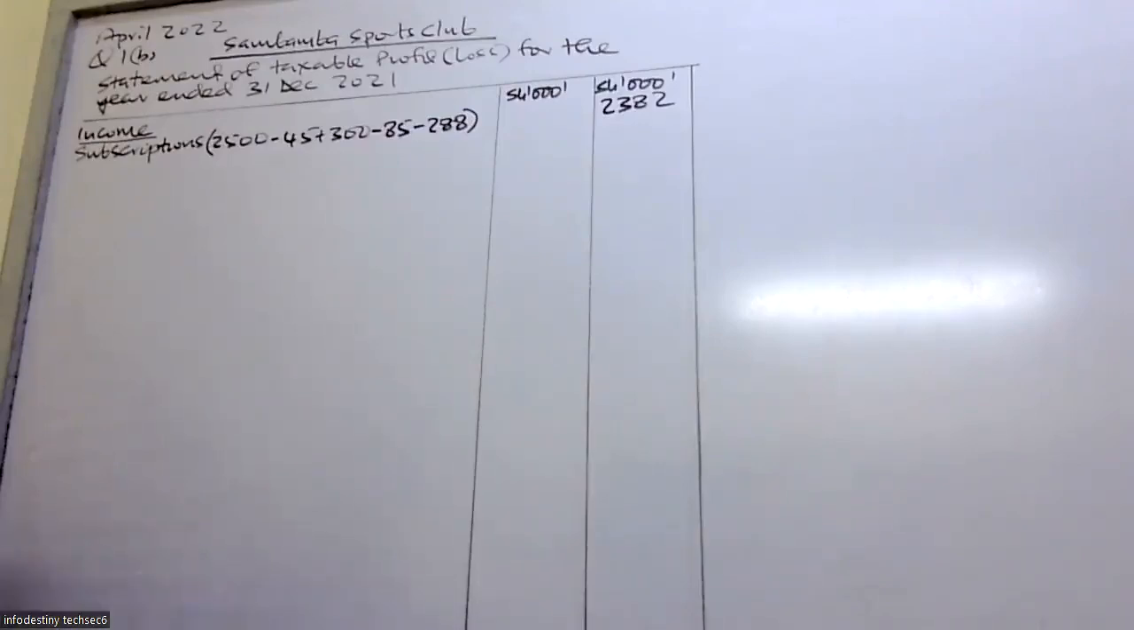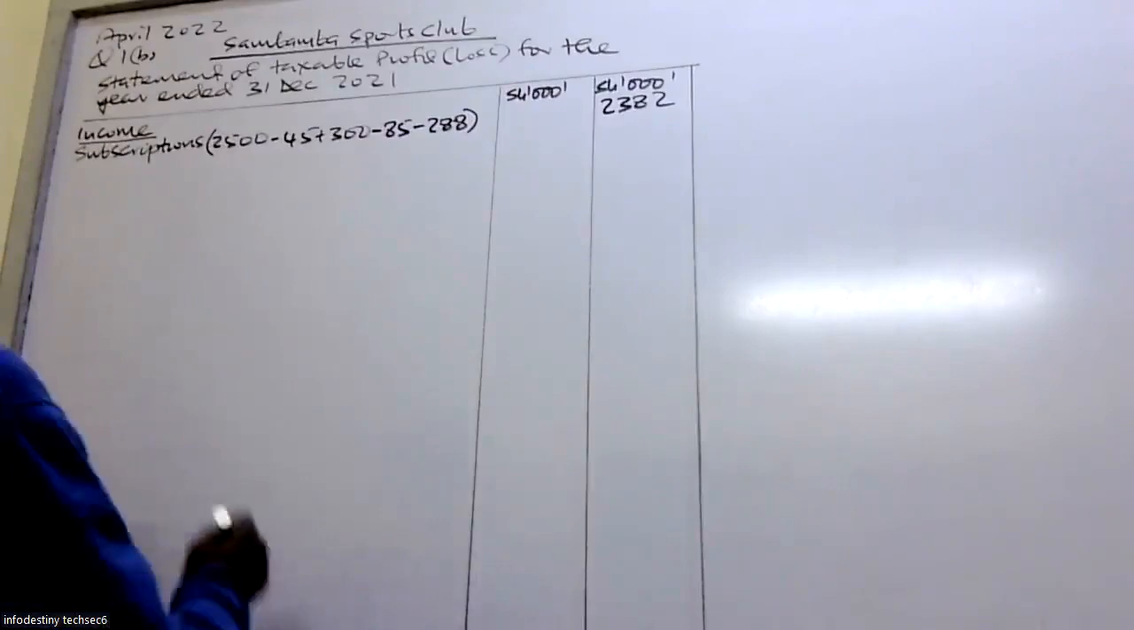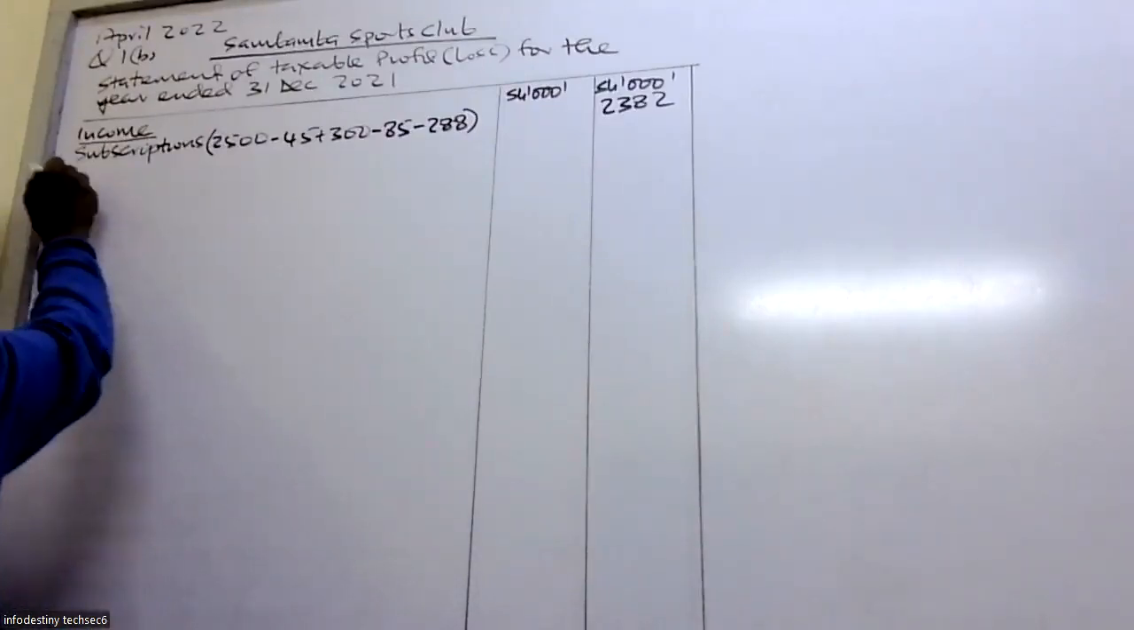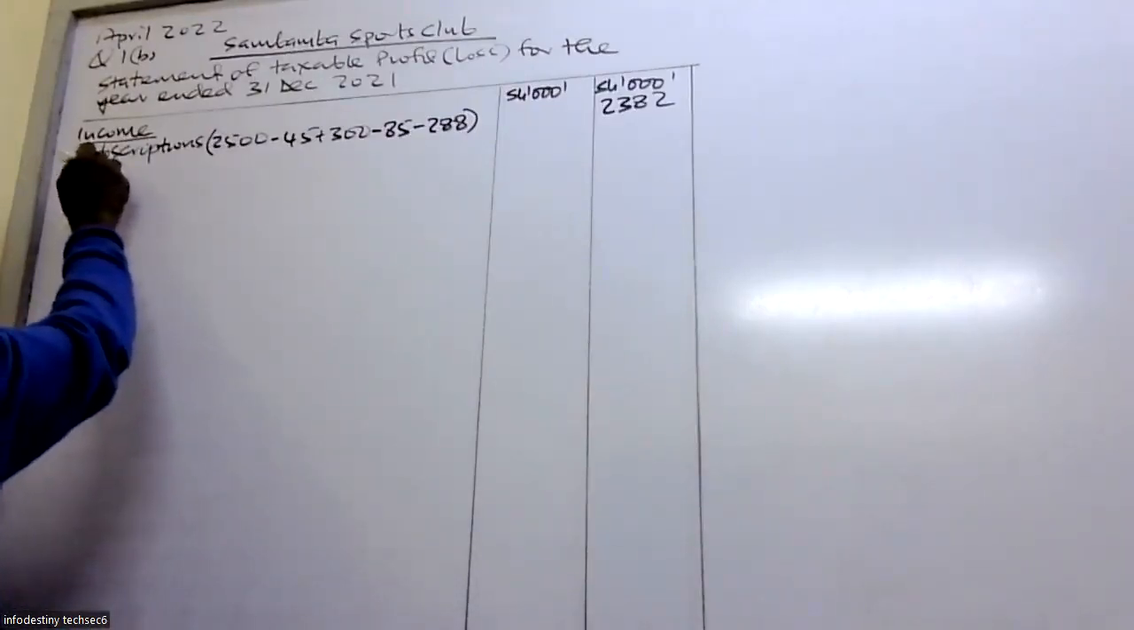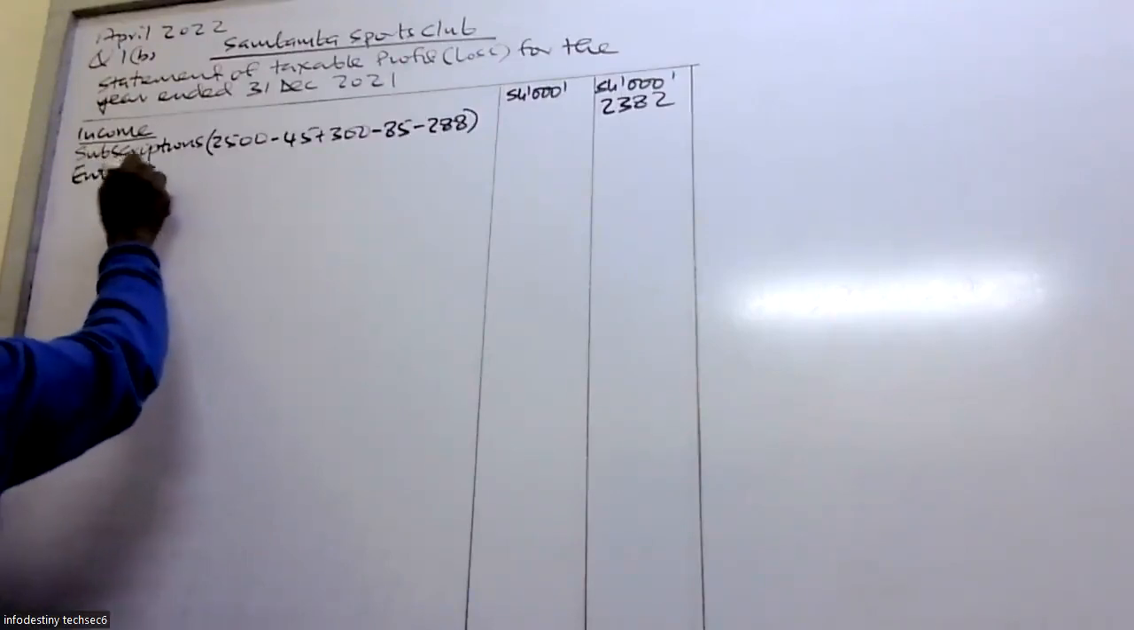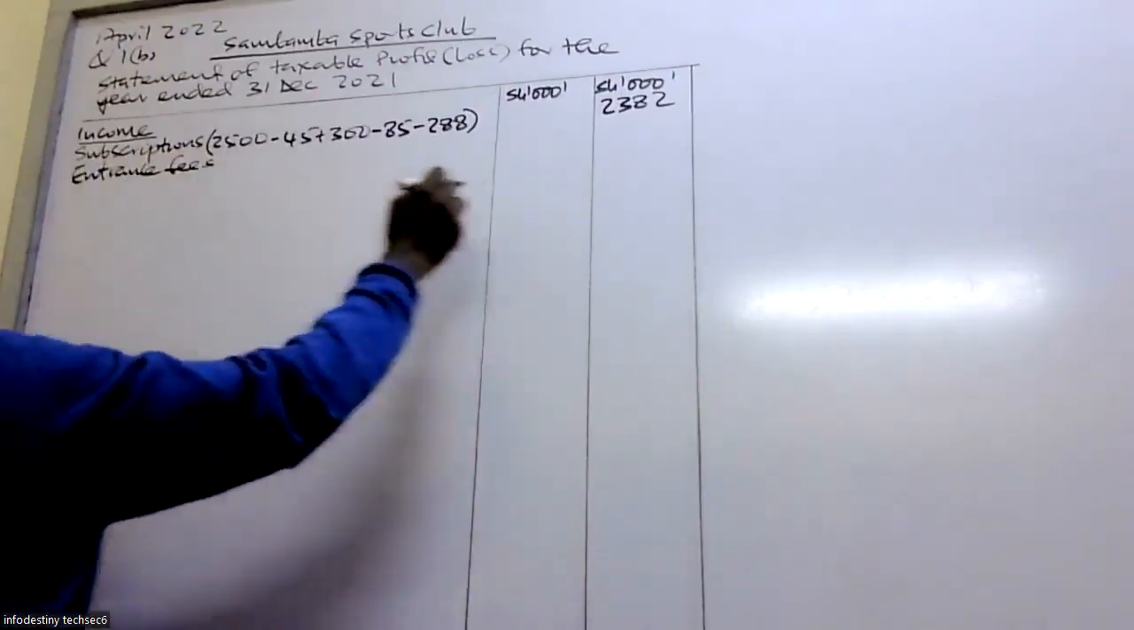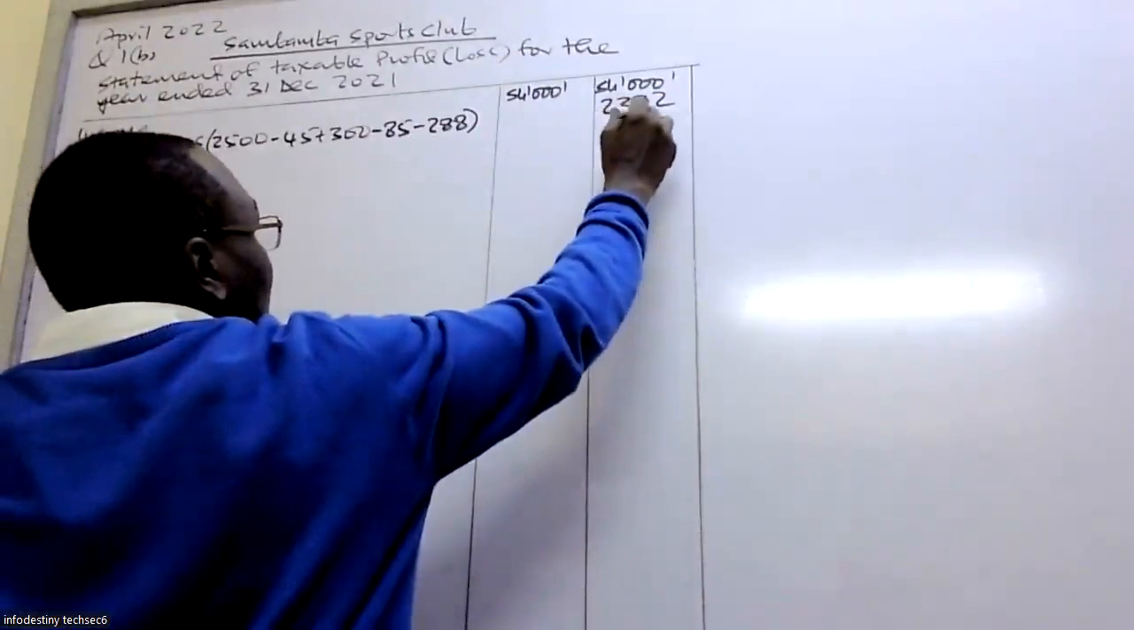Then, still on the receipts and payments on the debit, we have new members' entrance fees. So we have entrance fees for new members, another 600.